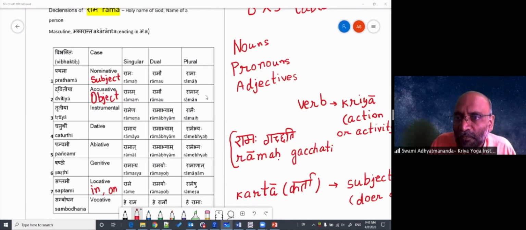Will Rama always be capitalized in the English way of writing, but not in Sanskrit? Sanskrit does not have any capitalization in letters. So Sanskrit does not have capital or non-capital letters. Only English has. And since it's a proper name, you would capitalize it in English when you're writing in English.